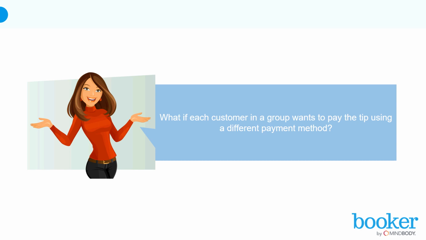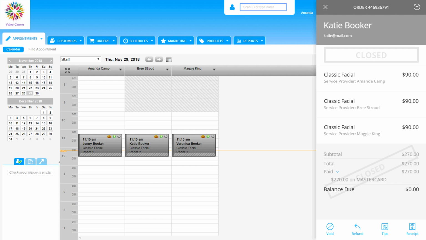What if each customer in a group appointment wants to pay for the tip using a different payment method? And this is another great question. Maybe the primary payer is checking out or paying for the services themselves, but leaving the tip up to the individual customers of the group. And we can do this.